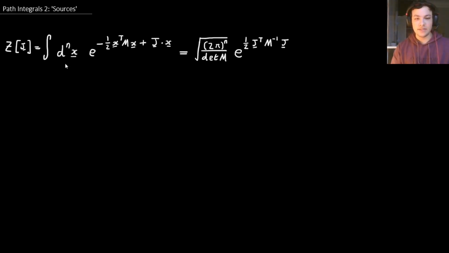So we had this very general integral in n dimensions, where M here is a positive definite, so all eigenvalues are positive, symmetric matrix. And so this integral here is equal to this, and we're going to call this Z of J, for reasons that will become apparent later, hopefully.